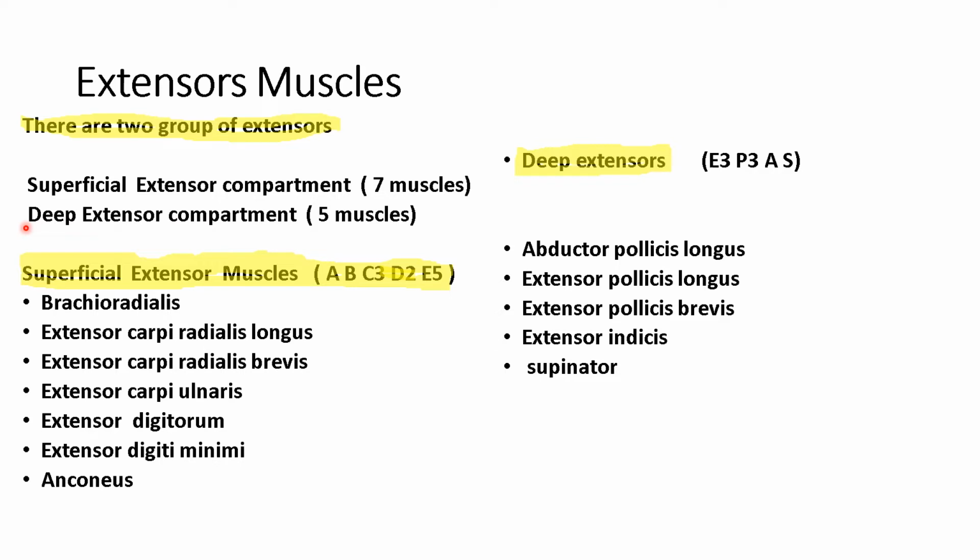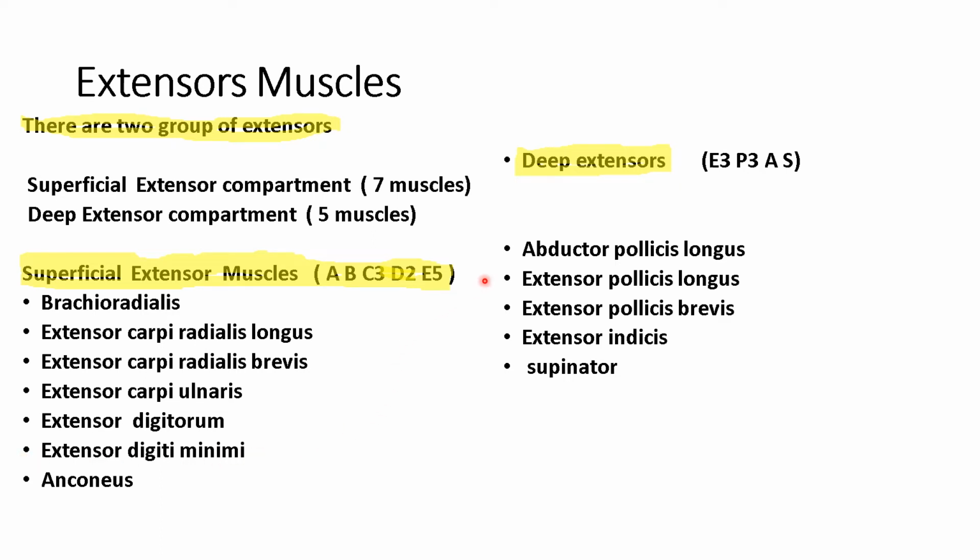In the superficial extensor muscles there are 7 muscles. We can remember them from this mnemonic: A, B, C3, D2, E5. So A is Anconeus, B is brachioradialis, C3 means 3 carpi, D2 means 2 digiti, and E5 means 5 extensor. So there are 7 muscles in the superficial extensor compartment: anconeus, brachioradialis, extensor carpi radialis longus, extensor carpi radialis brevis, extensor carpi ulnaris, extensor digitorum, and then extensor digiti minimi.